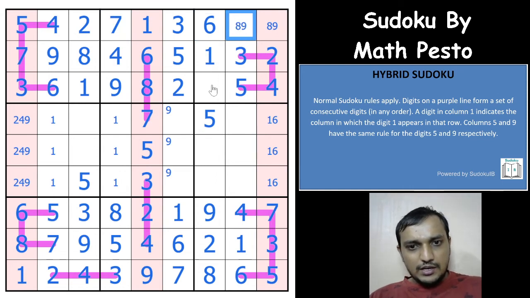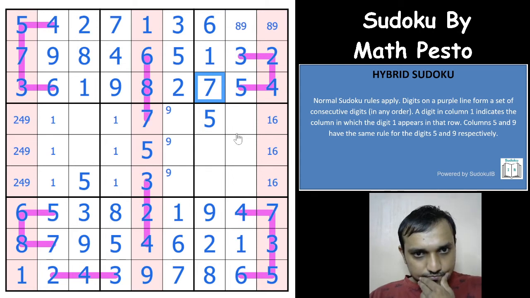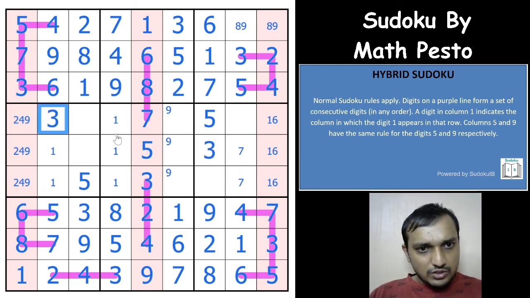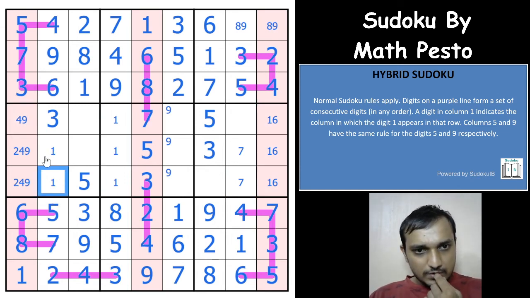These cells would have to be 8 and 9 in any order. And that gives you a 7 here. That gives you 7 in these two cells. This would have to be a 3. That gives you a 3 here. 1 means that removes 2 from this cell. 1 would have to be in one of these two cells, right?